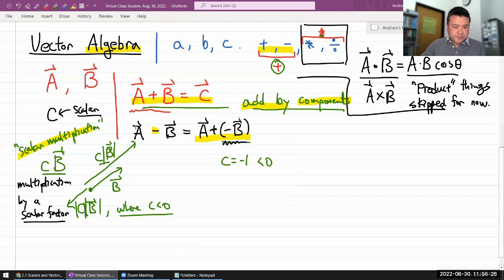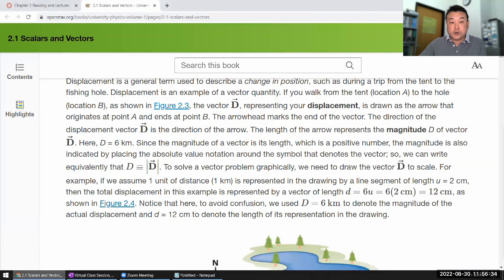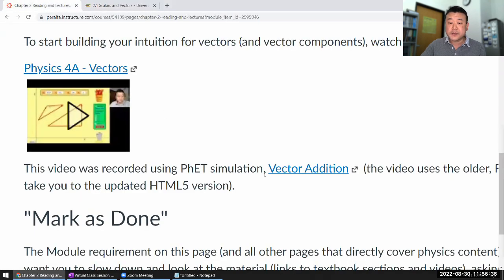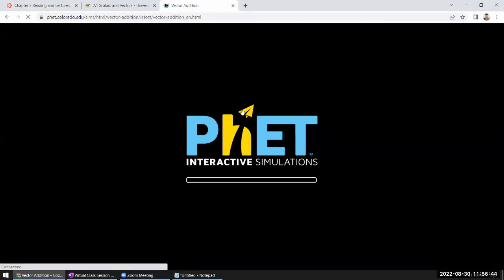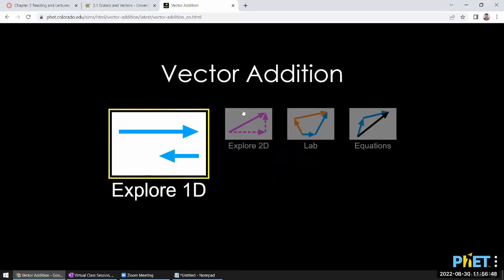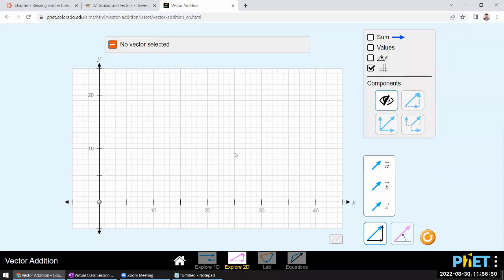By the way, there's a PhET simulation that's really useful in visualizing all this and also maybe generating some examples. You can look at it on your own. It's linked from here. It's this vector addition PhET simulation, an updated version of this simulation. In this simulation, you can visualize for yourself what I'm going to talk about in a little bit.